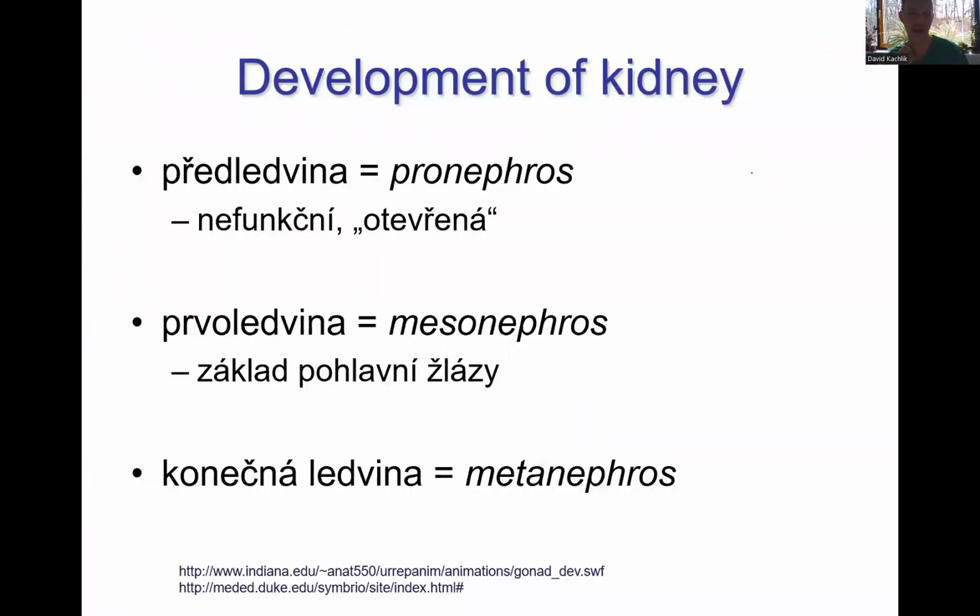And the last topic is a quick review of the development of the kidney, because I have mentioned that before. The kidney develops in 3 stages based on phylogenesis. We have the so-called pronephros, the first primitive one. Then we have the mesonephros, the middle stage, and the metanephros, the definitive stage.